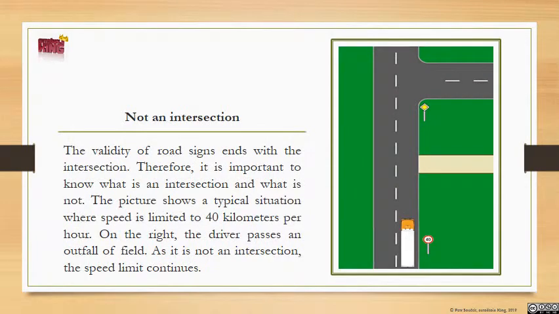The validity of road signs ends with the intersection. Therefore, it is important to know what is an intersection and what is not. The picture shows a typical situation where speed is limited to 40 km per hour. On the right, the driver passes an outfall of a field. As it is not an intersection, the speed limit continues.